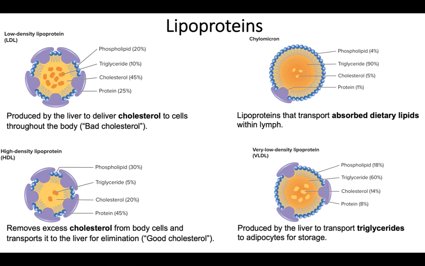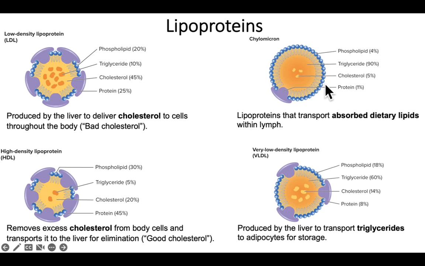So again, if you're bringing in a lot of calories in your diet, your liver is going to convert a lot of that to triglycerides and then send it out to your adipose tissue. So that's the VLDL. Now this one is a little bit different.